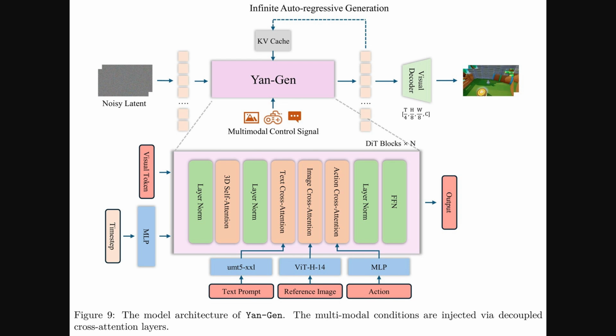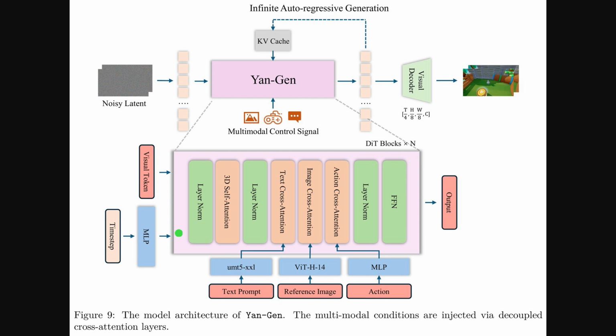Now, this architecture focuses on YAN-GEN, showing how multimodal conditions steer frame generation. Start by looking across the whole diagram. Noisy latent tokens enter, pass through YAN-GEN, and decode into frames, with a key value cache enabling infinite autoregressive rollout.